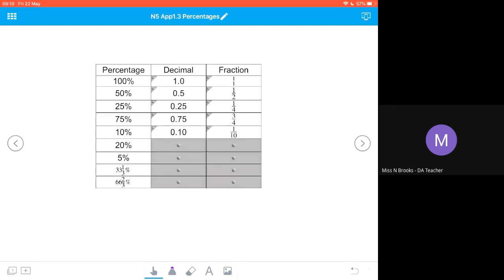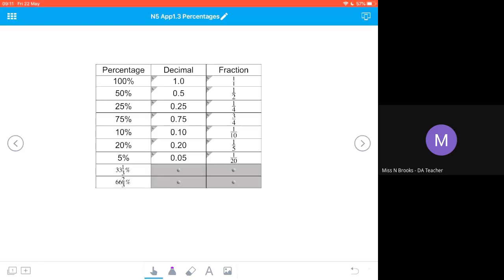20% is 2/10, and we can simplify that down to 1/5. And as a decimal, it's 0.2 or 0.20. 5% is half of our 10%, so it's 1/20. And as a decimal, it's 0.05.